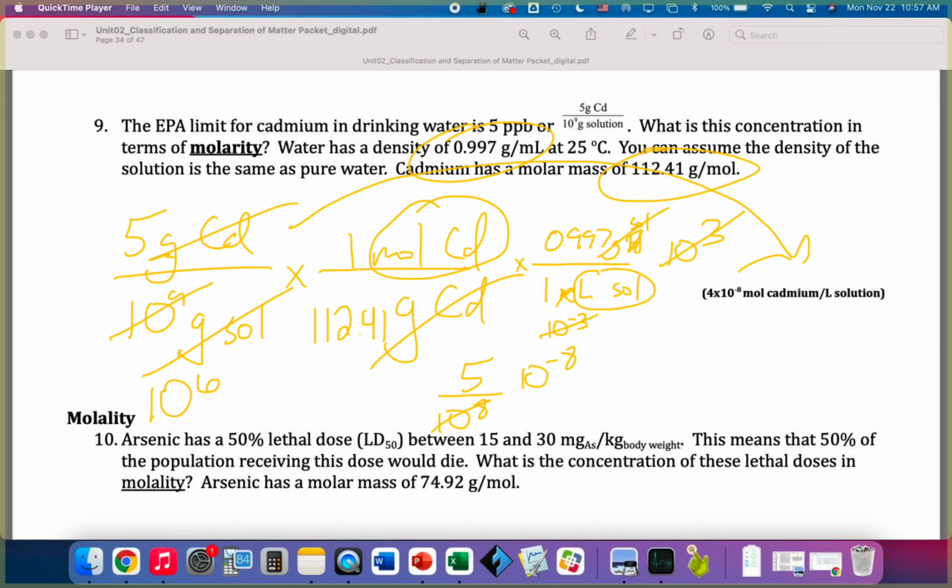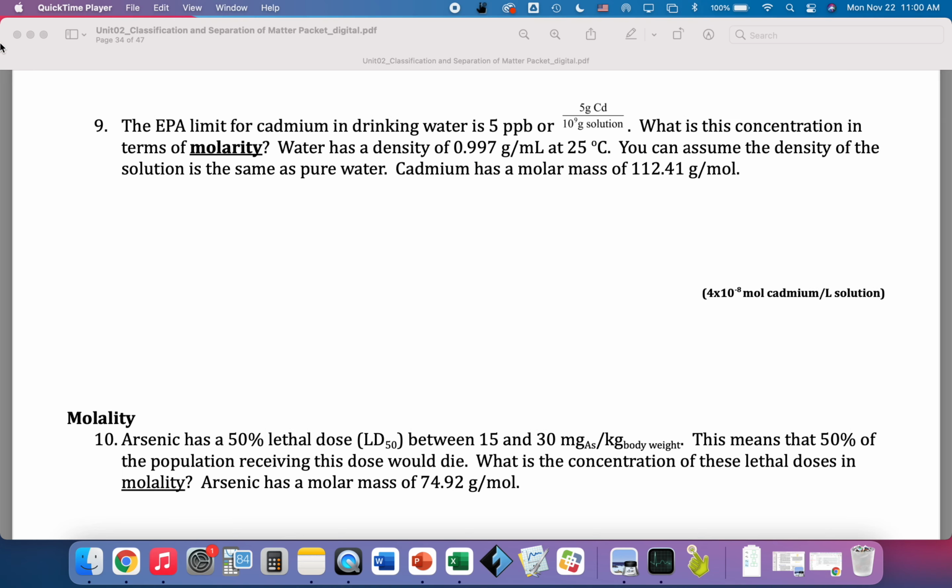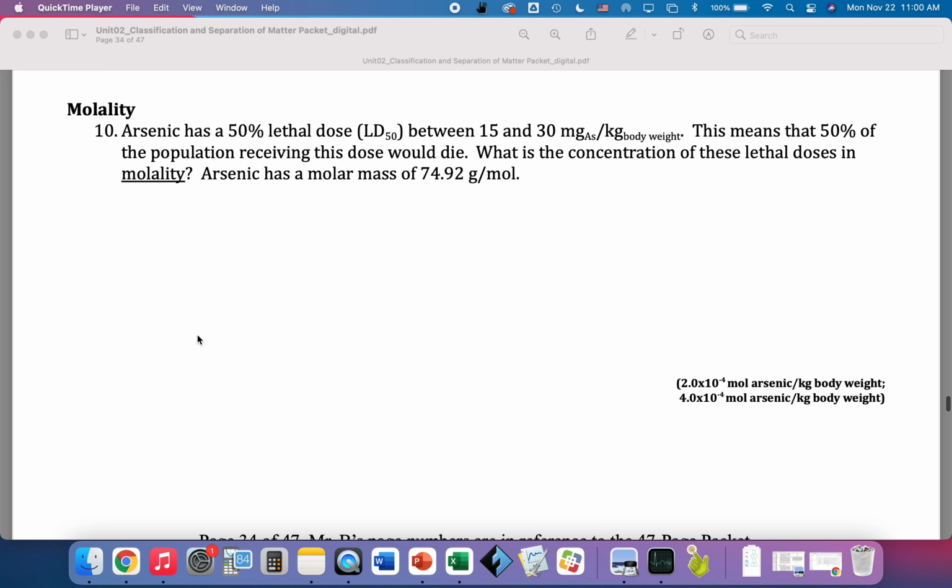As far as sig figs go, because 5 grams just has 1 sig fig, I should probably round that to 1 sig fig. So 4 times 10 to the negative 8th is the correct answer. So that's good to go. And then let's do our last problem, number 10. After these 10 problems, you should be an expert on this.